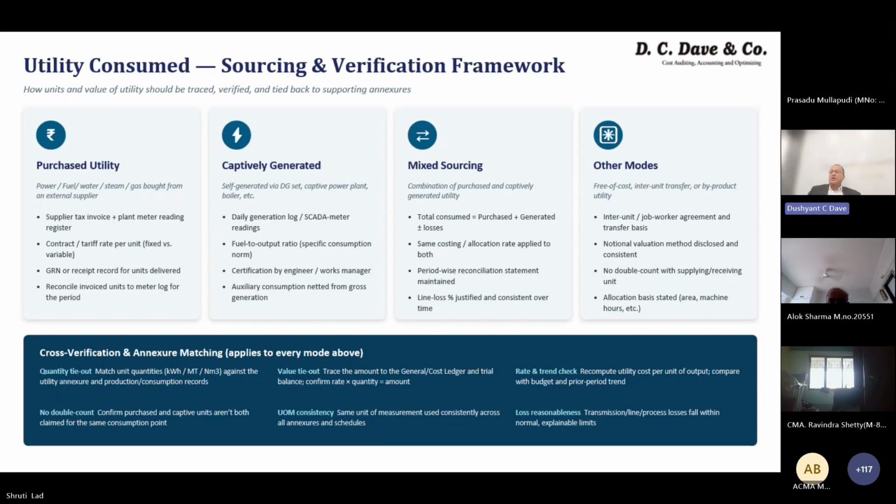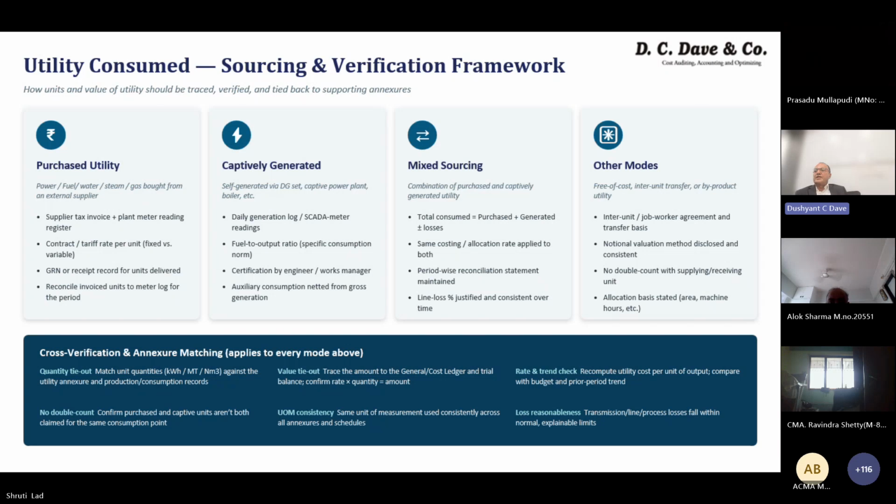So, utility consumed: sourcing and verification framework. Again, please feel free to take a screenshot of this. We have 4 types of utility: purchased utility, captively generated, mixed sourcing, and other modes. What could be other modes? Free of cost inter-unit transfer, by-product utility, inter-unit job worker agreement and transfer basis, notional valuation method, no double count with the supplying and receiving unit, and allocation basis to be stated. So that is in case of other modes of utility.